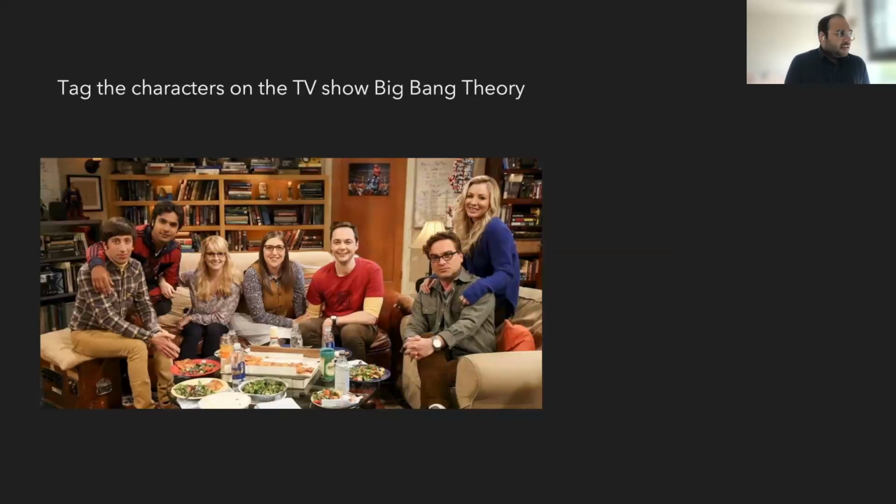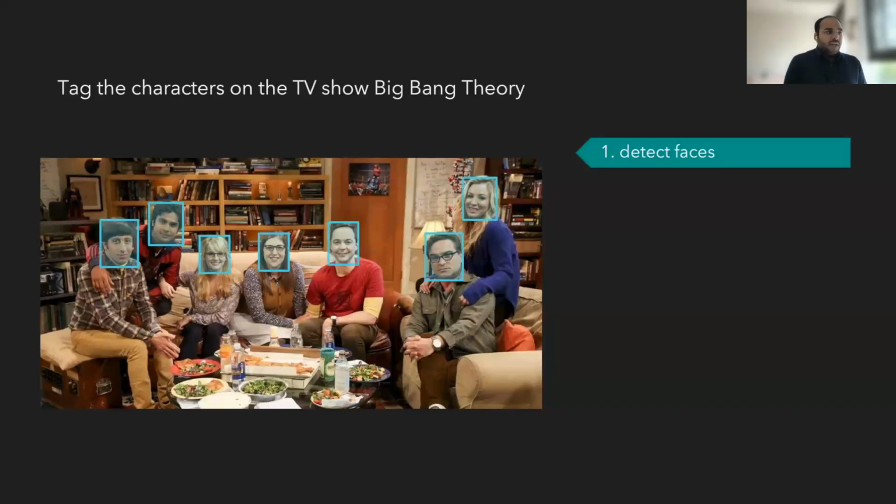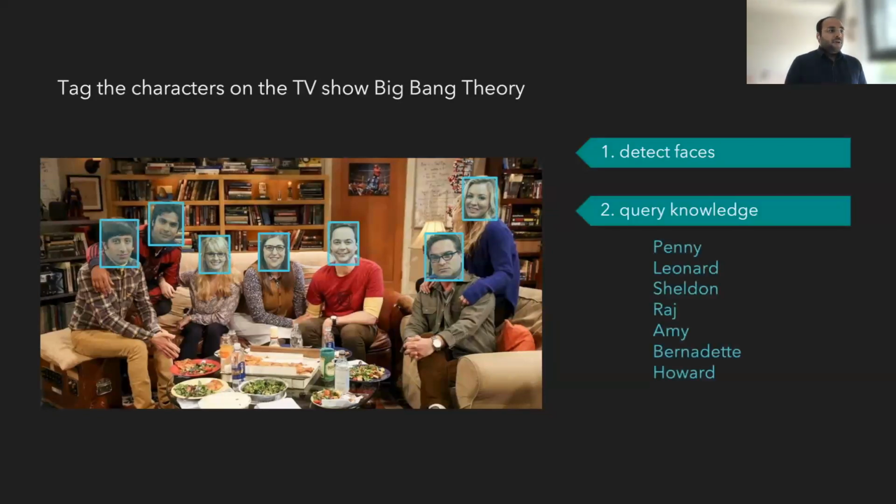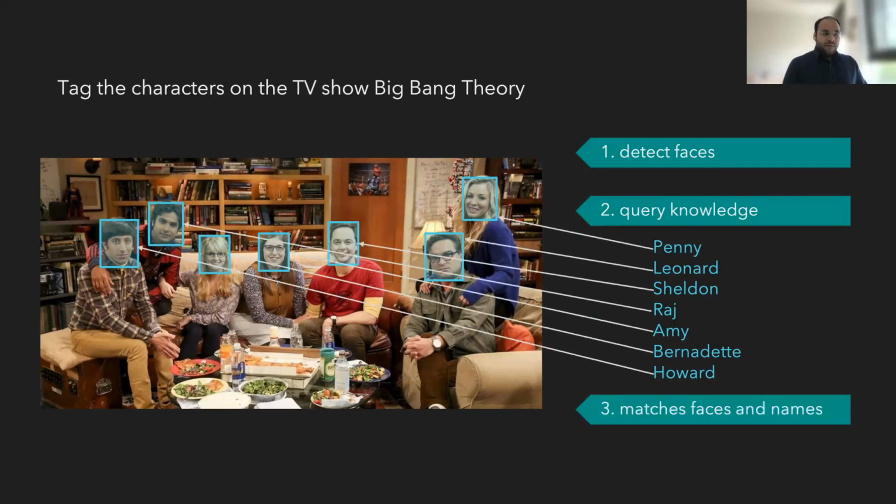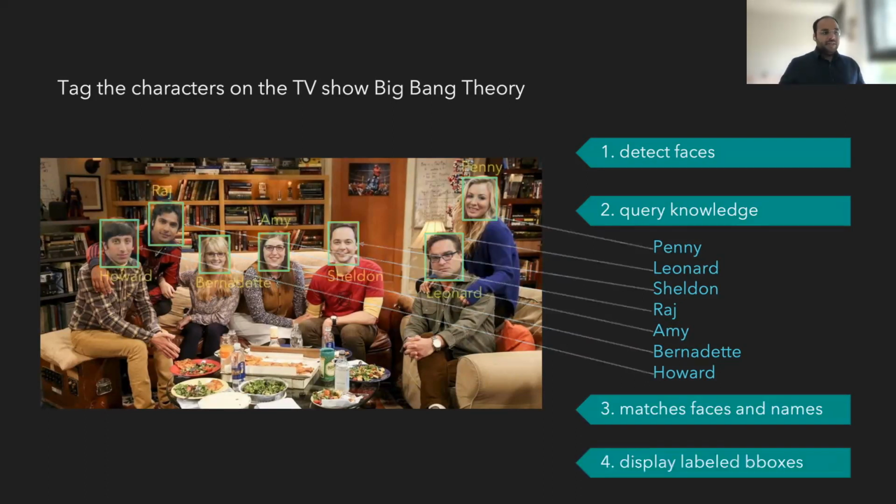So here's one particular example, and let us see how we would solve this particular task if we were doing it ourselves instead of using an end-to-end system. So we want to tag the characters on the TV show Big Bang Theory. We would probably begin by detecting faces. Then we would either from memory or querying a knowledge base come up with the list of characters that appear on this TV show. And then somehow using memory or using some system, we would match these faces to the names, and then we will visualize the output for the end user.